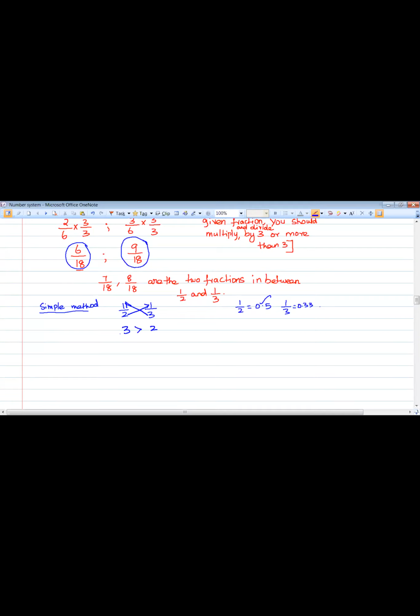3 is greater than 2. Then 3 is on which side? 1 by 2 side. 1 by 2 is greater than 1 by 3. That's all. Suppose one more example. 2 by 5 and another one is 4 by 7. So which fraction is the greatest one? Multiply. 7 into 2, 14. 5 into 4, 20. Okay, so which side is the greatest number? 20 is the greatest number. So then 4 by 7 is greater than 2 by 5.